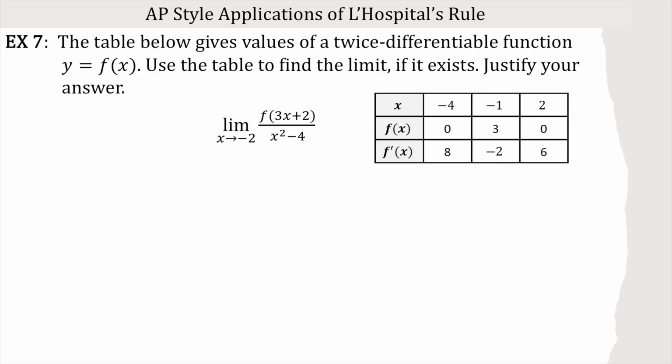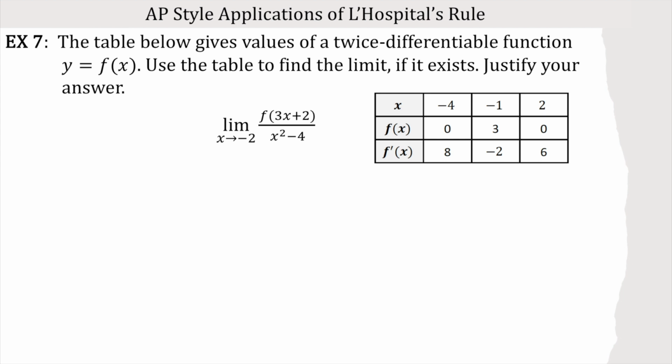Okay, some AP style problems. The table below gives values of a twice differentiable function y equals f of x. Use the table to find the limit, if it exists, and justify your answer. All right, so the limit as x approaches -2, f of 3x plus 2 over x squared minus 4.